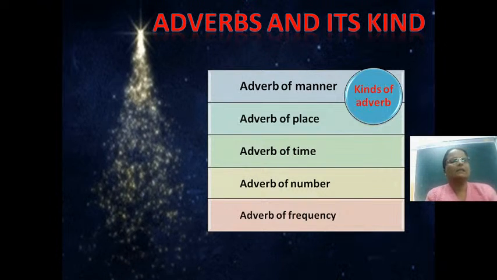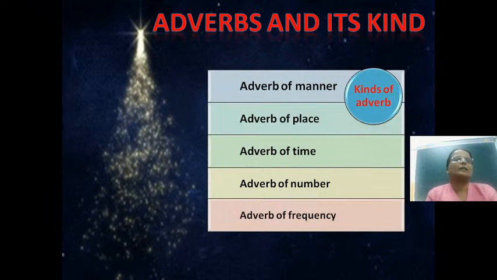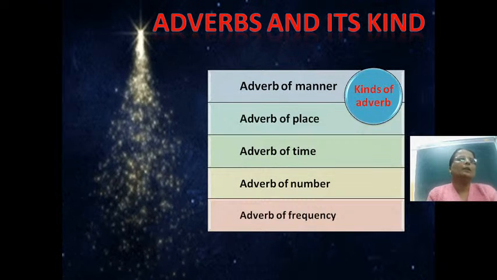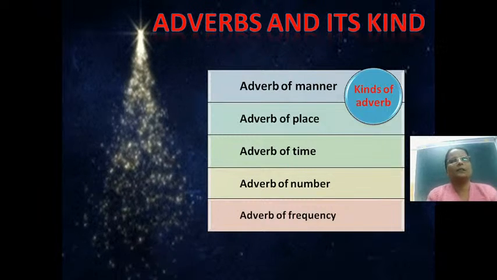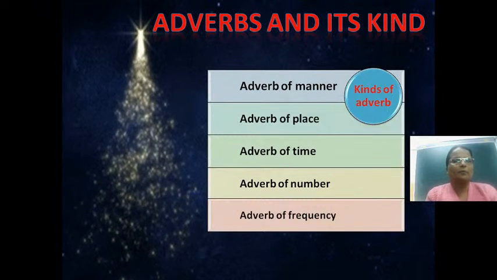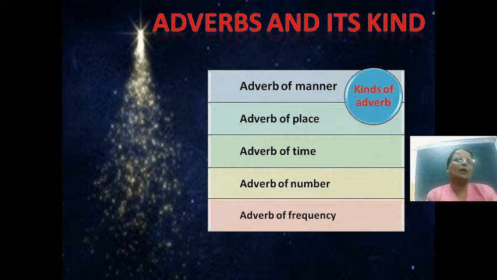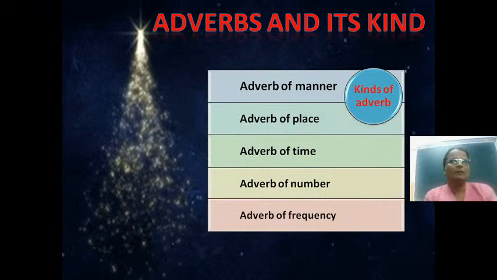Adverb of place tells us where, at what place an action took place, and it answers the question where. For example, he ran outside. Where did he run? Outside. So outside is an adverb of place. Outside, inside, downstairs, upstairs, down, towards, between, all these are adverbs of place.